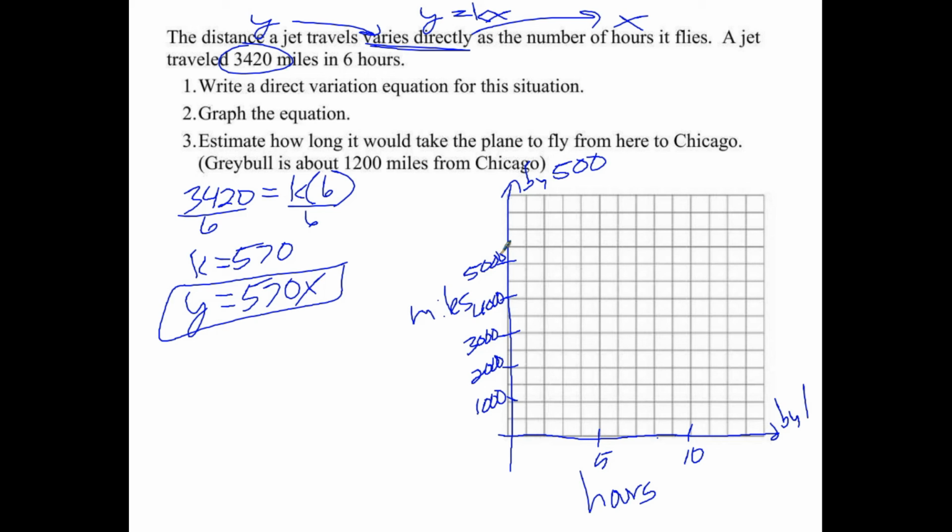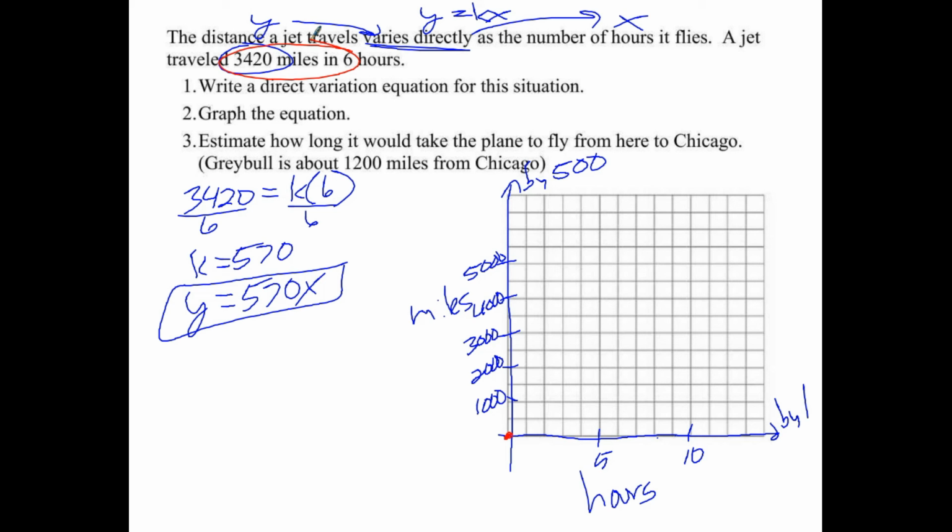Probably. Okay, now, what's next? Start graphing. How are we going to do that? We're going to go every hour, 570? No. We got a dot at the origin for sure, right? Okay. Oh, we are? We do have a point here. We have 6 hours and 3,420 miles.